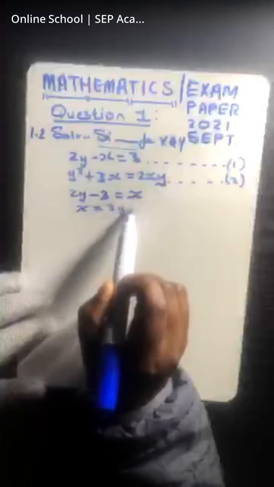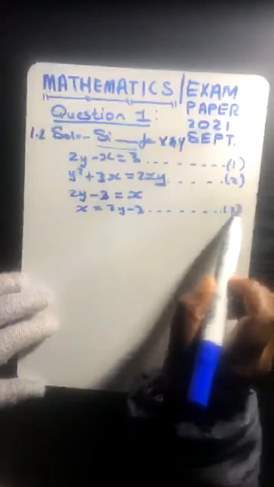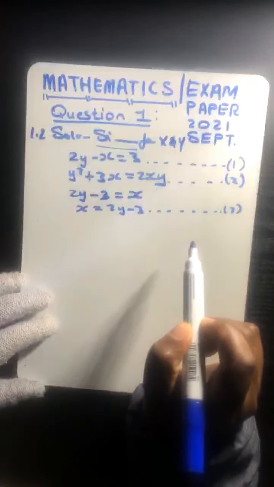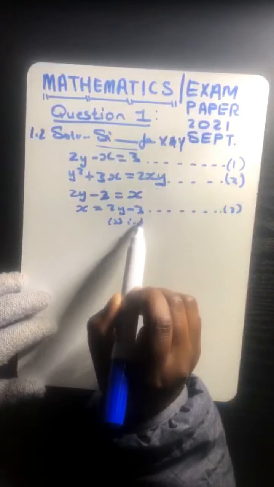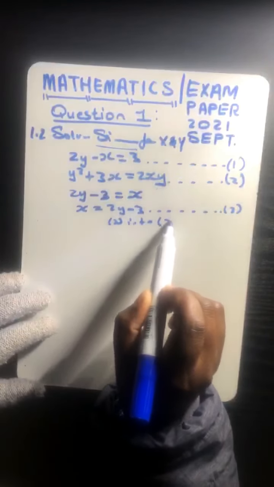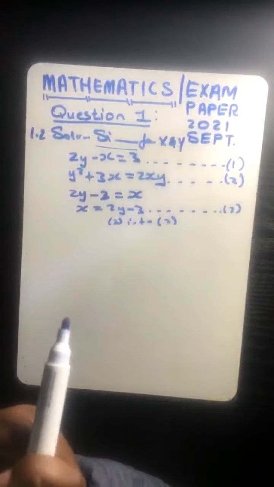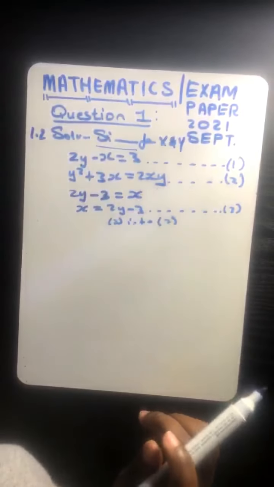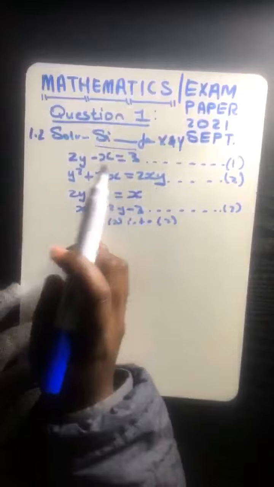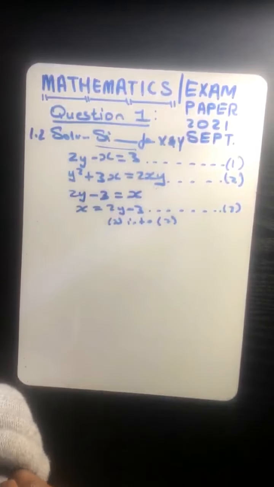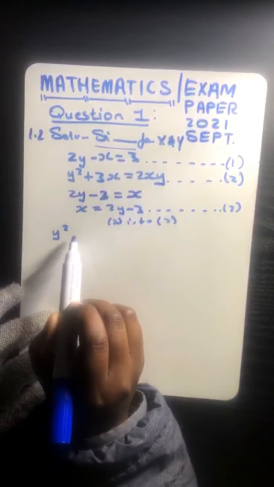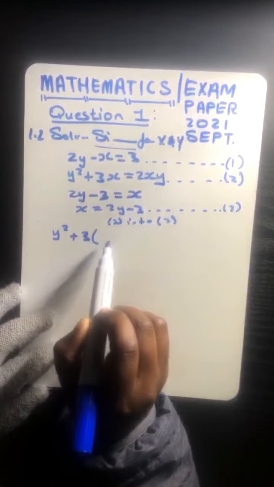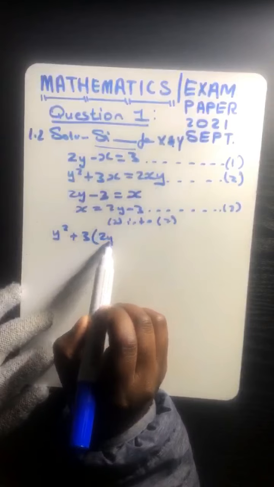It's equal to 2y minus 3, and only regard this as your equation number 3. Therefore, on your next step, you substitute equation number 3 into equation number 2, the one that you did not touch. So let's now substitute and see what we are having. We have y squared plus 3. Wherever we see x, we substitute all of that.